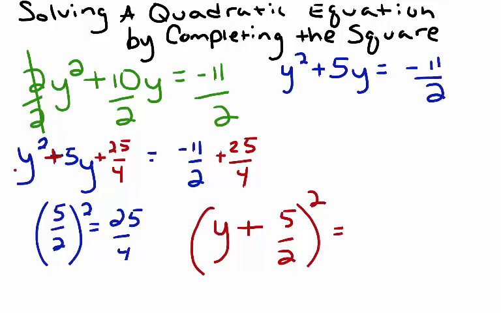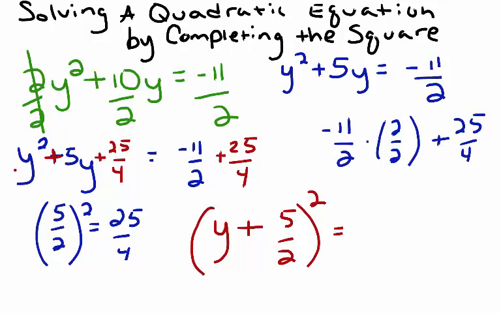Now in order to add those fractions, they need to have the same denominator. I see that my lowest common denominator is 4, so I know that I have to multiply negative 11 over 2 by 2 over 2. And then add that to 25 over 4. This gives me negative 22 over 4 plus 25 over 4, and that turns out to be positive 3/4.